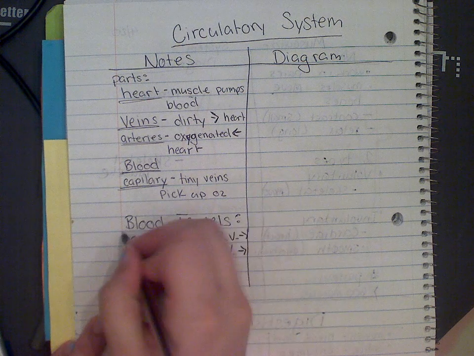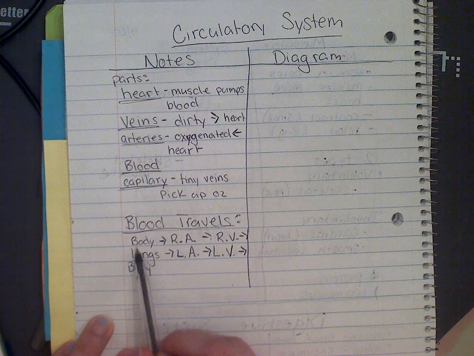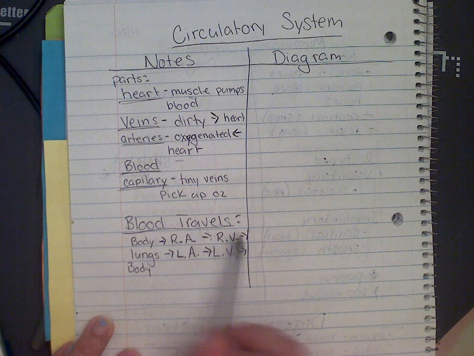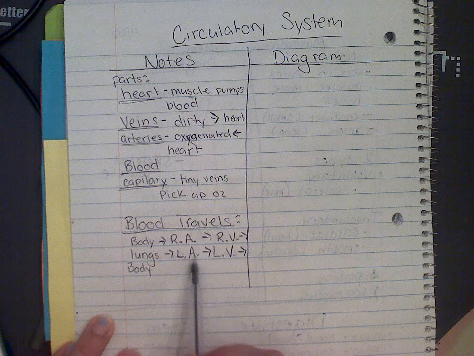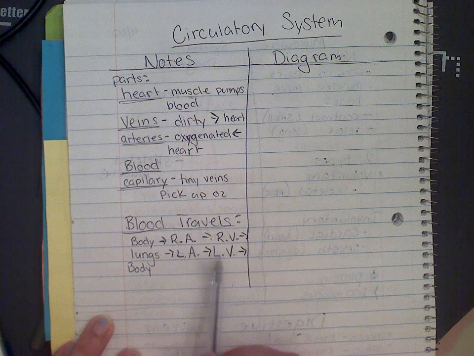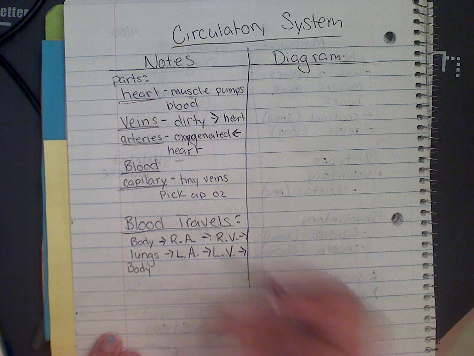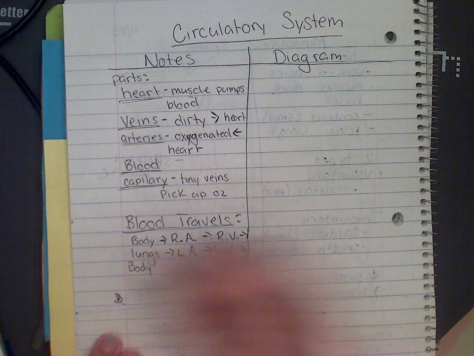Okay, so how does the blood travel? From the body into the right atrium, the right ventricle, to the lungs. This blood is dirty, coming out it is now clean, then the left atrium, left ventricle, back to the body, and it repeats. 2 little fun facts I'm going to put on here.